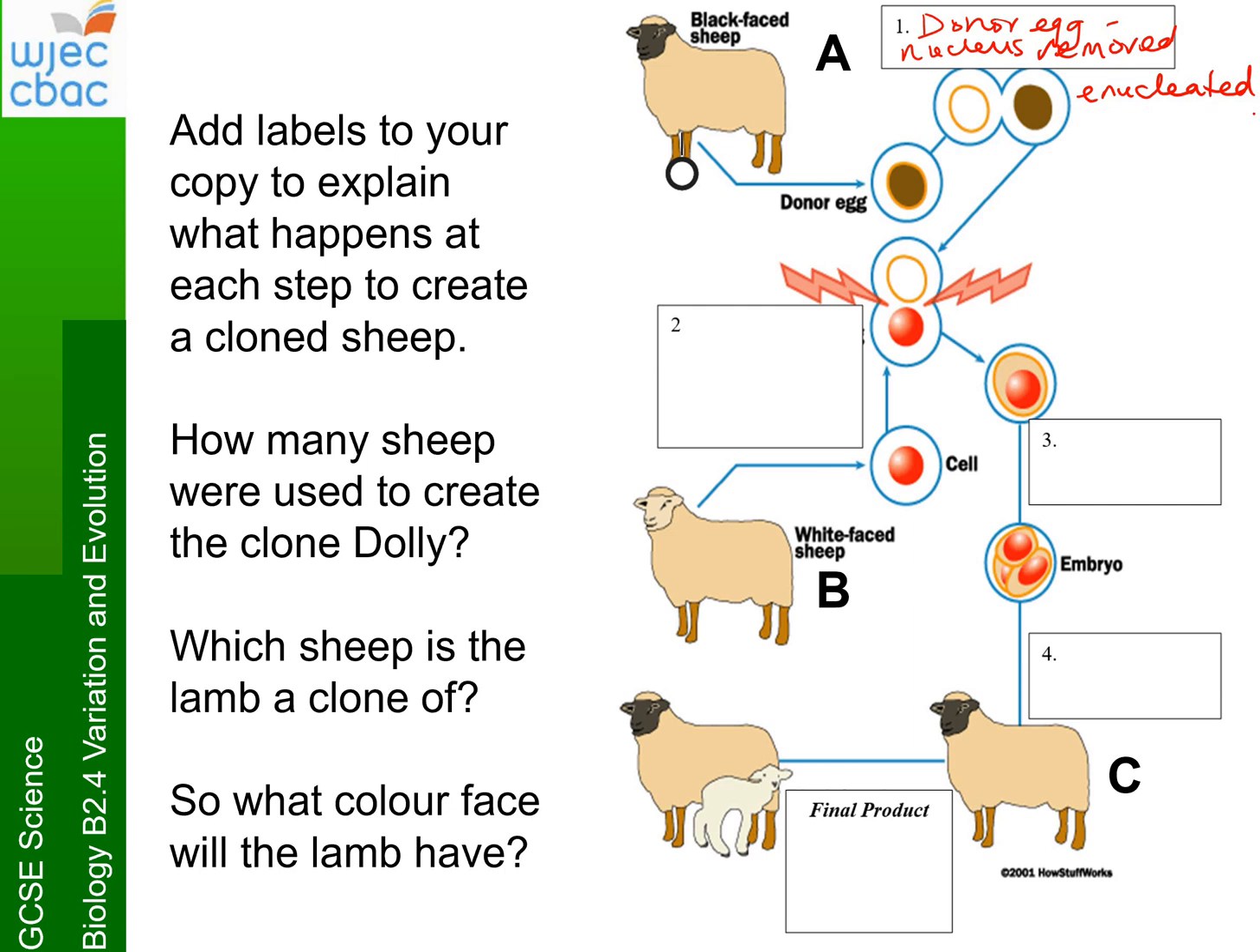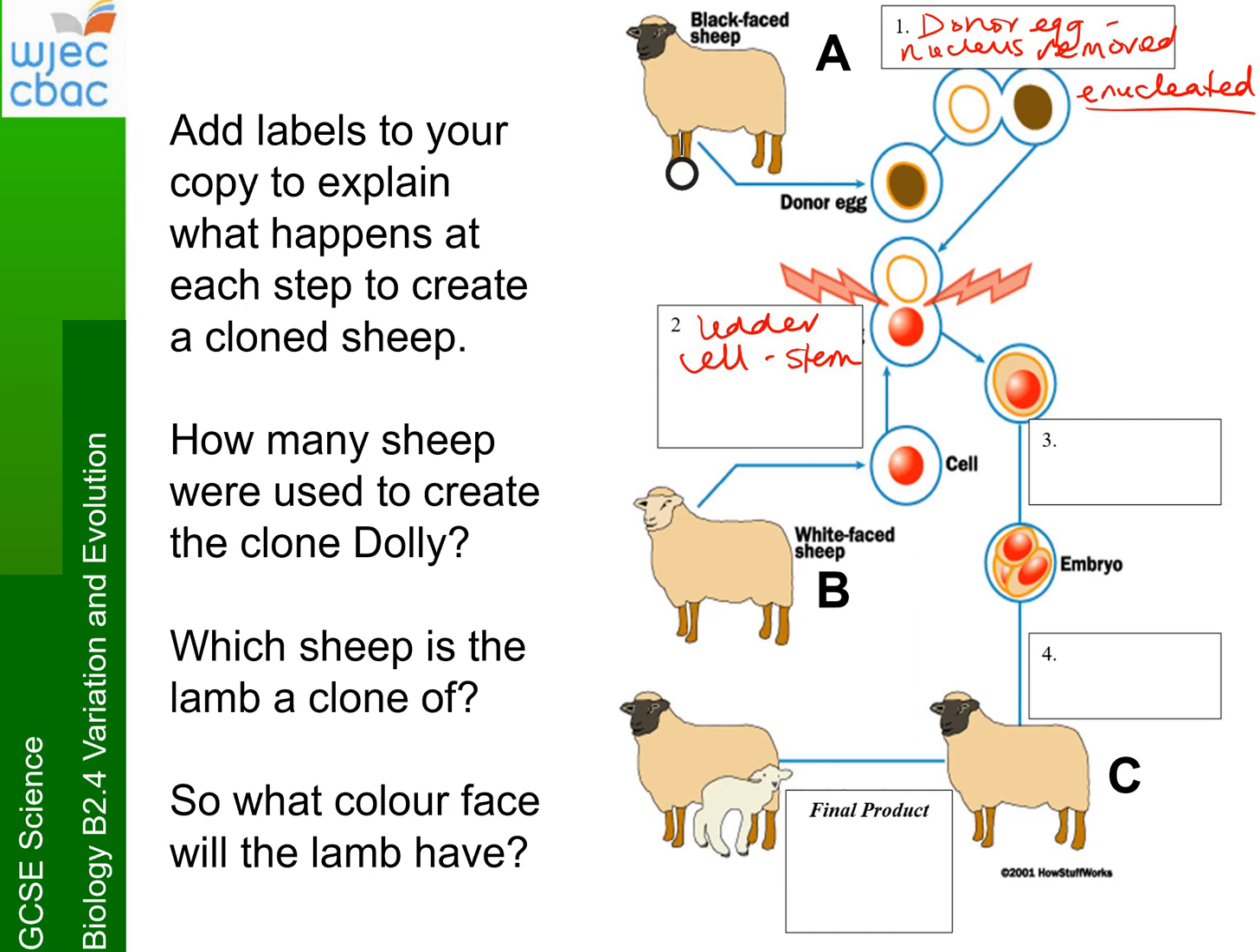But if you don't remember this word, don't worry, you can always just describe that the nucleus is removed. In step 2 here's our white-faced sheep. This is going to provide the udder cell that has been grown up in a petri dish. One of the things that they do with the udder cells is they turn them into stem cells. In other words, you'll hear them described in the video as totipotent.